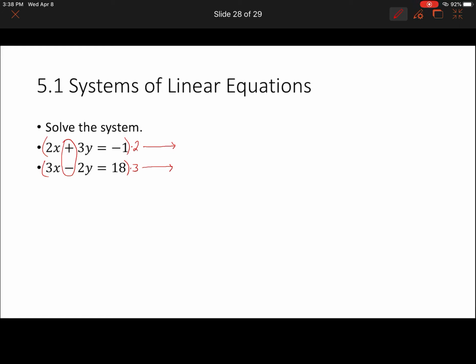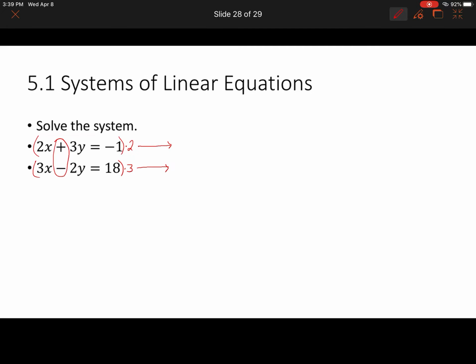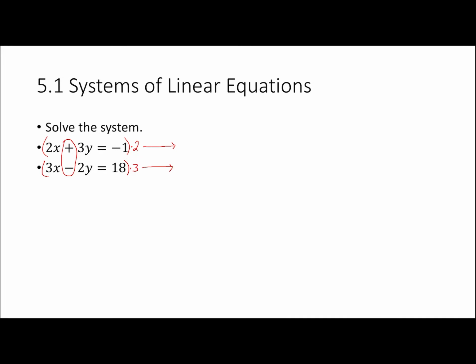Okay, so we're just trying to figure out how do we make both the coefficients, numbers in front of the variable, the same number but with the opposite signs. Well, they already had the opposite signs. We just need to make them the same number. So in the top equation, we're going to multiply everything by 2. And so when we do, we're going to get 4x plus 6y equals negative 2.